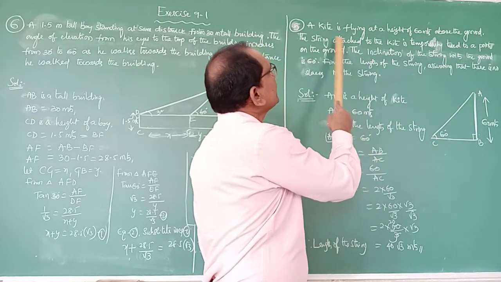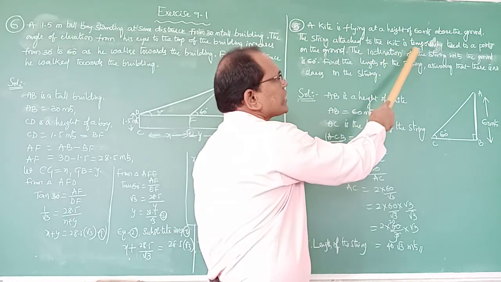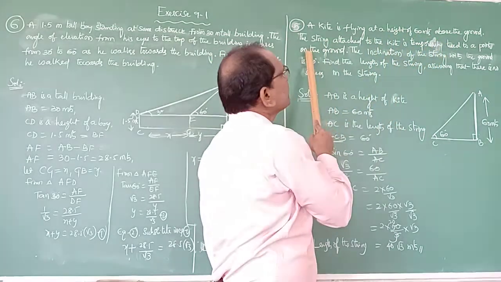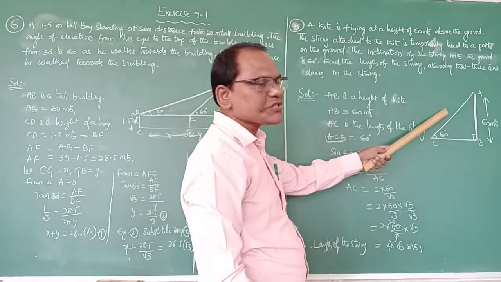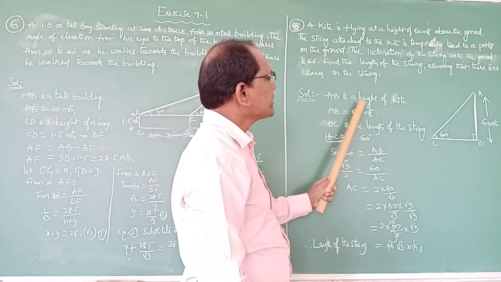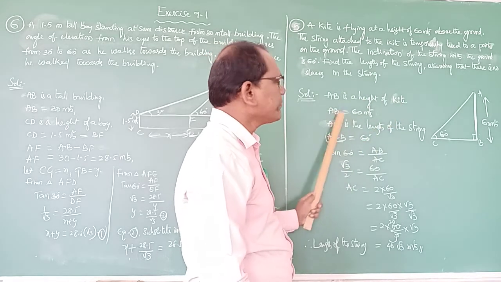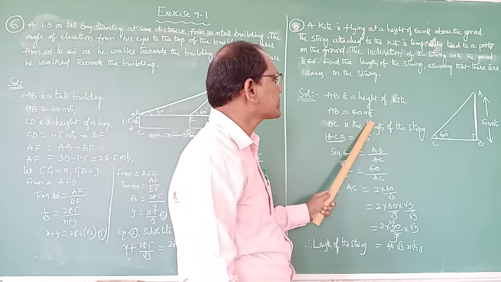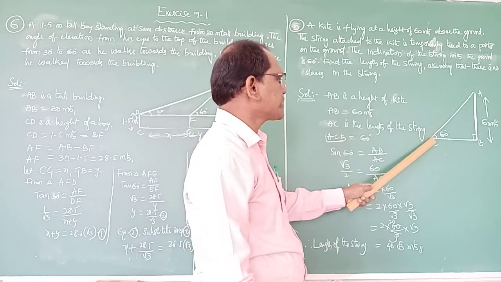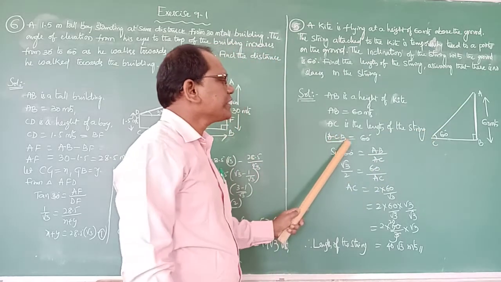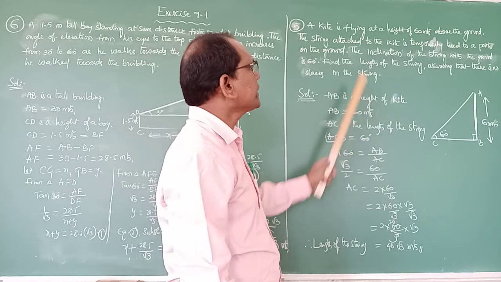Now, the string attached to the kite is temporarily tied to a point on the ground. AC is the string. AB is the height of the kite, AB equals 60 meters. AC is the length of the string. Then angle ACB equals 60 degrees. That is the inclination they have given.